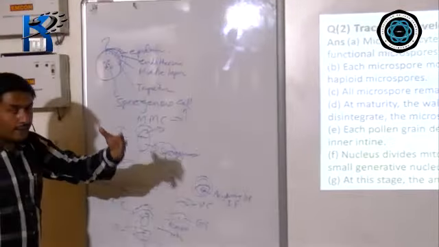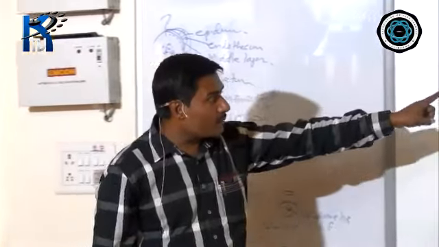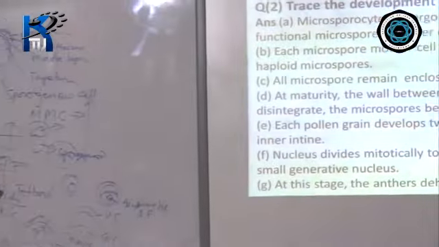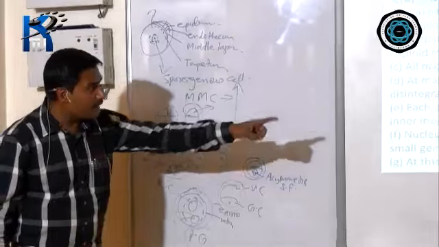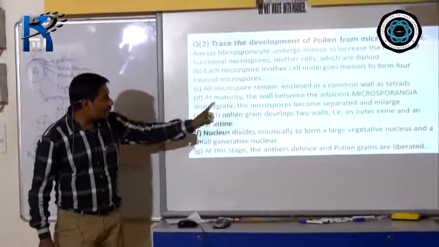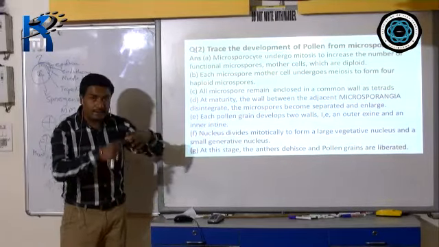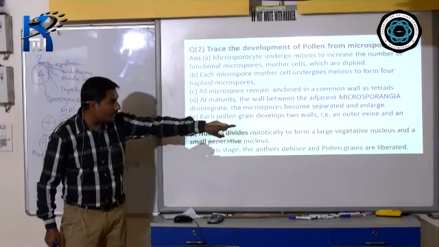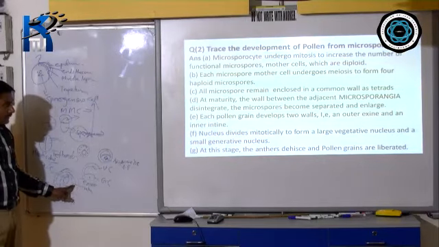When it undergoes meiotic division, haploid microspores get formed. All microspores remain enclosed in a common wall as tetrads, 1, 2, 3, 4. Now from there one of them will go under development. At maturity, the wall between the adjacent microspores disintegrates and they separate. The microspores become separate and enlarge. Each pollen grain develops two walls, an outer exine and an inner intine.